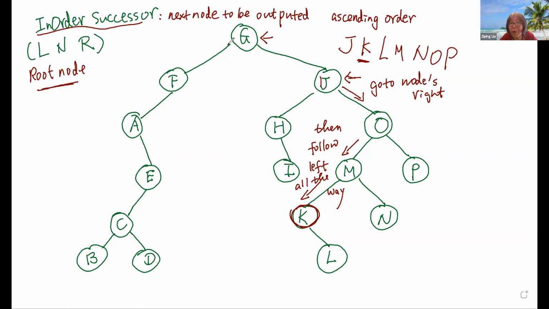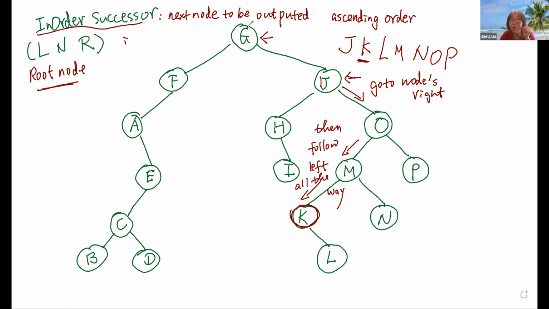G is similar. G has two children, so it doesn't matter if it's the root node or any node, you just check those three cases. Is it a leaf node? A root node may also be a leaf node if it's a single node tree. Or the tree is unbalanced, then it just has one branch. That's also possible, then it just has the single child case. And in this case, it has two children. So the same thing, we need first to find its in order successor.